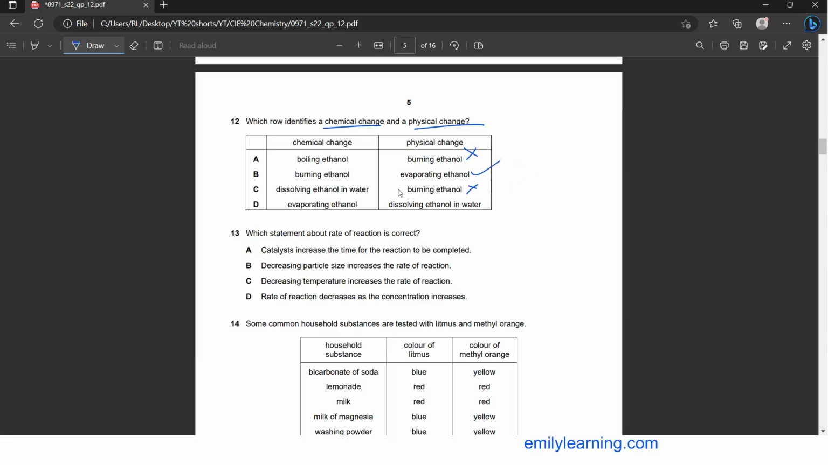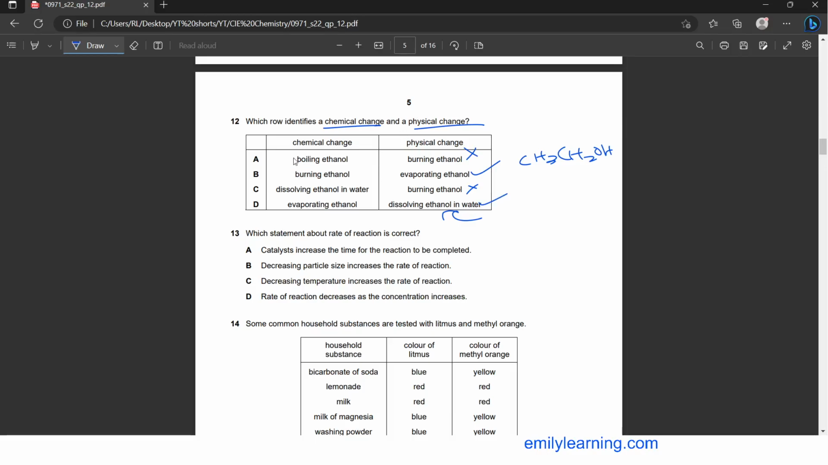Evaporation, yes, it's a physical change. So basically, ethanol still remains as CH3CH2OH. The only difference when it evaporates is you convert it from a liquid to a gas. Same thing for dissolution, you still have ethanol and water, but now instead of having them in separate containers, they are now mixed together. So this is also a physical change.